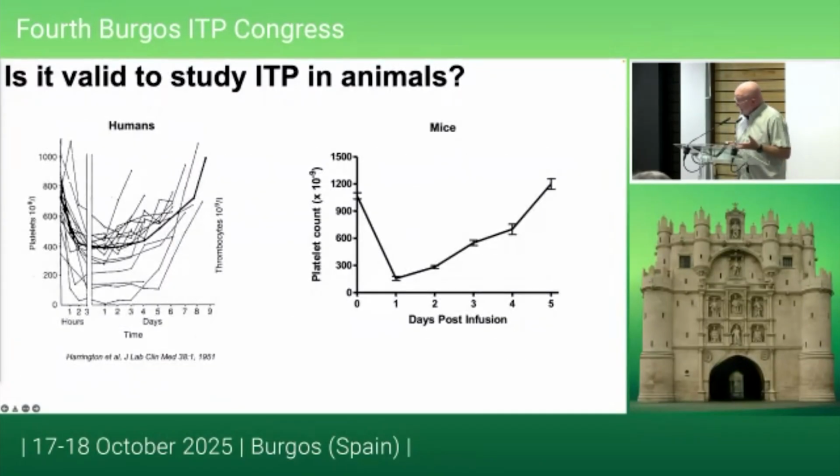Is it valid to study ITP in animals? Well, on the left is the famous or infamous Harrington experiment, where in 1951 they infused each other, medical students and residents who probably volunteered, I would imagine, with plasma from patients with ITP. And you can see they all had very precipitous drops in their platelet counts on the left. Mice, if you give them an antiplatelet antibody analogous to a plasma infusion, get this same smile. They get thrombocytopenic within 24 hours of the infusion, and then the platelet counts rescue. So they do similar things when we give antiplatelet antibodies to these animals.